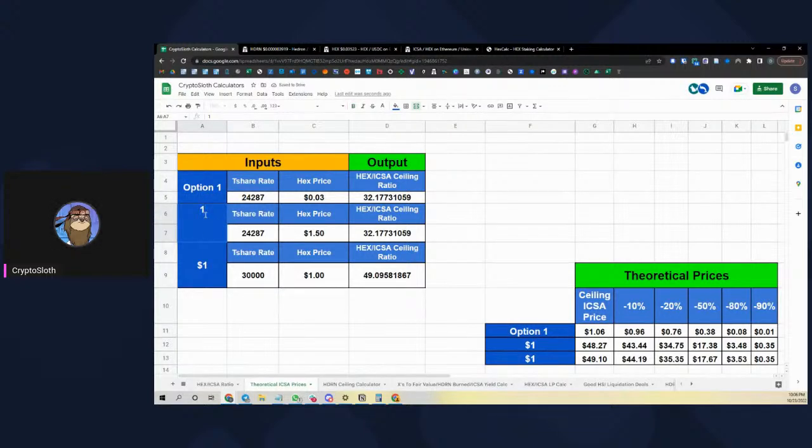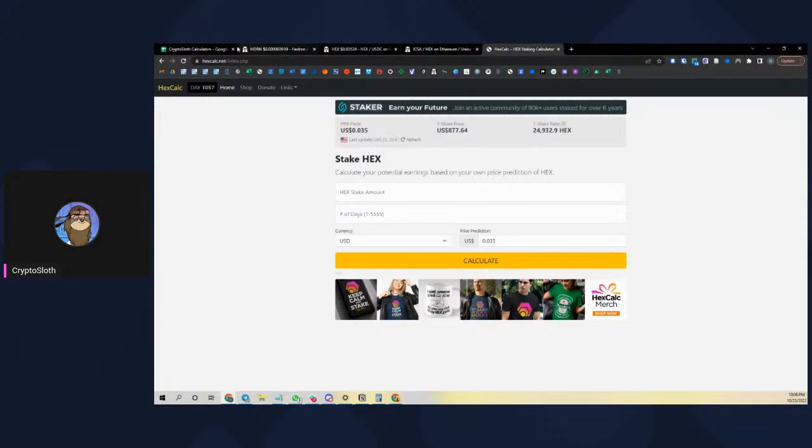Let's say option 2 and option 3. So like 3 different hex prices and different T-share rates. Let's go with what the current hex price is. We've actually been on a little pump, so it's been like 3.5 cents. Let's do hex at like 10 cents, and then let's do hex at $1. Yeah, that's good. And then the T-share rate, let's see, what was it again?